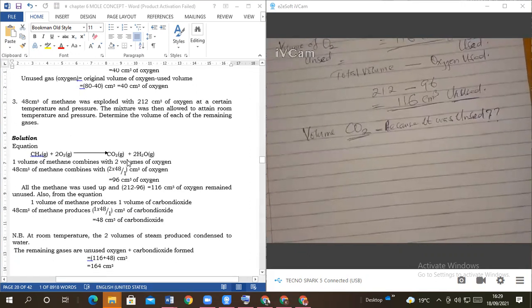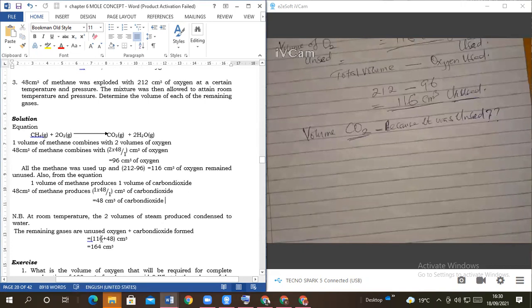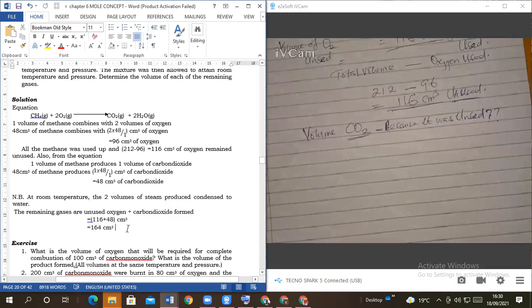So our volume of oxygen that was unused was 116. That one remained unused. Also, one volume of methane produced one volume of carbon dioxide, so 48 of methane produced 48 of carbon dioxide. That was the volume of carbon dioxide that was unused. If you add the two, it gives us 164. This is the total volume of the two gases unused.